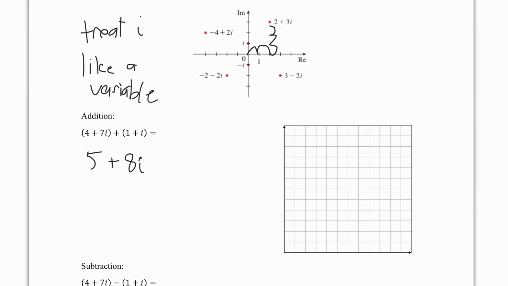So let's take the number 4 plus 7i. So that'll be 1, 2, 3, 4. 1, 2, 3, 4, 5, 6, 7. So right there, let's grab our point. And we can almost imagine this like a vector. So going over to 4 plus 7i. And then we're going to imagine adding on to that another little vector, 1 plus i. So we're going to go over 1. And we're going to go up 1, which will take us to right there.